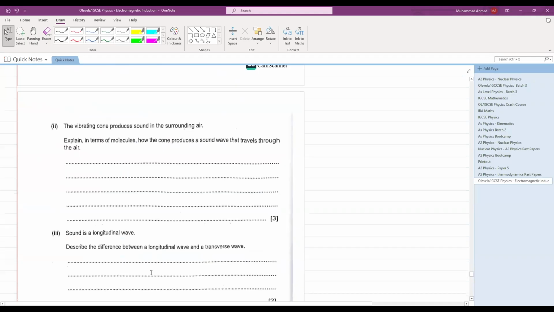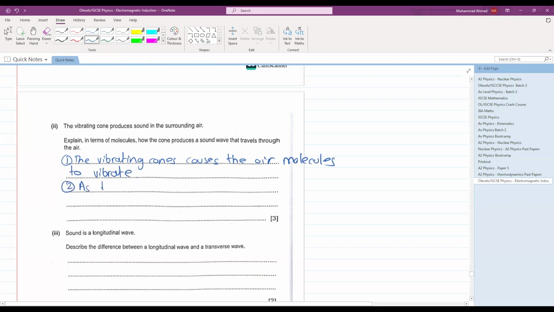The vibrating coil produces sound in the surrounding air. Explain in terms of how the coil produces a sound wave that travels through the air. So you will say the vibrating cone causes the air molecules to vibrate. Okay.